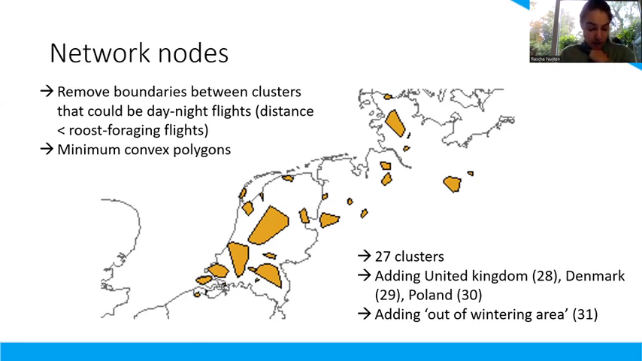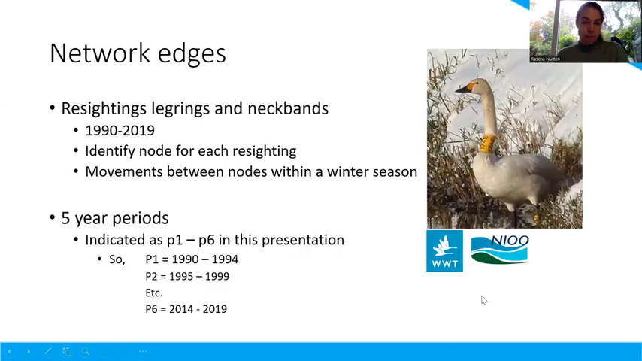So to summarize, this is the collection of sites of importance to the swans based on the group observations in the Netherlands and Germany. It's 27 sites in total, and we added the United Kingdom, Denmark, and Poland to be able to create the network. In addition, we added a node called 'out of the wintering area' to be able to connect the winter network to sightings done outside the spatial range of this study.